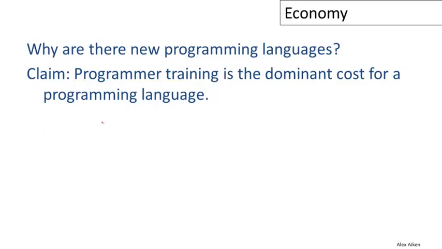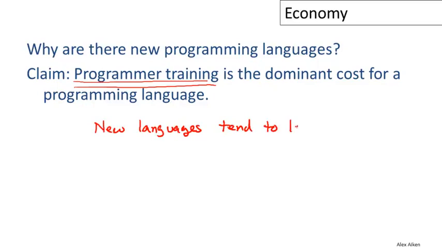I just want to point out another prediction that can be made from this one observation, that programmer training, again, I'll underline that, is the dominant cost for a programming language. And that is that new languages tend to look like old languages. That is, new languages are rarely, if ever, completely new. They have a family resemblance to some predecessor language, sometimes a number of predecessor languages.